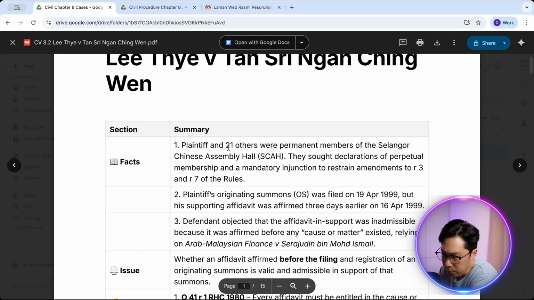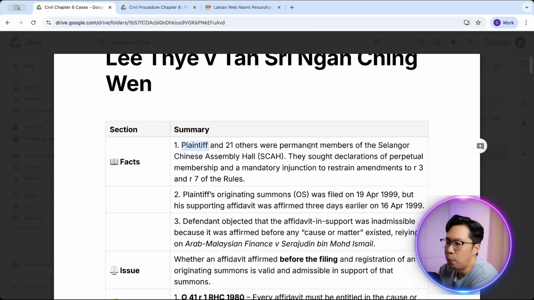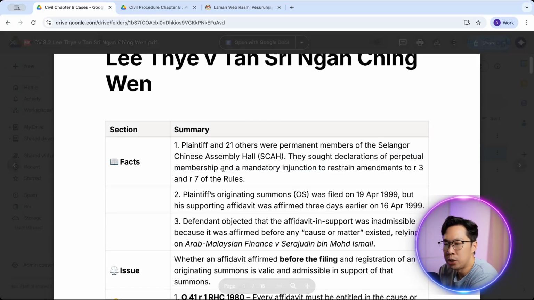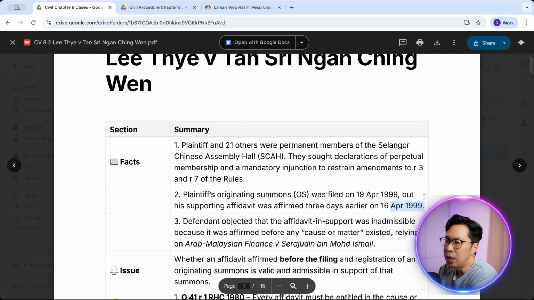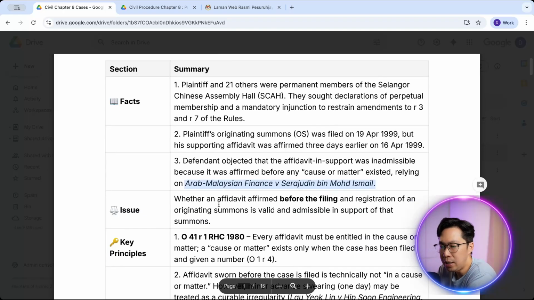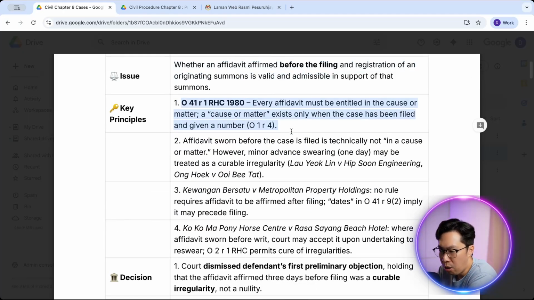So here, the plaintiff and other members were permanent members of the Selangor Chinese Assembly Hall. They sought declarations of perpetual membership and a mandatory injunction to restrain amendment to the rules. The plaintiff's OS was filed on this date, but his supporting affidavit was affirmed 3 days earlier. So again, the issue: he has an affidavit, and later only filed the OS. The defendant objected that the supporting affidavit was inadmissible because there was nothing to attach to, relying on Arab Malaysian Finance. Again, same issue. Key principle, again, Order 41.